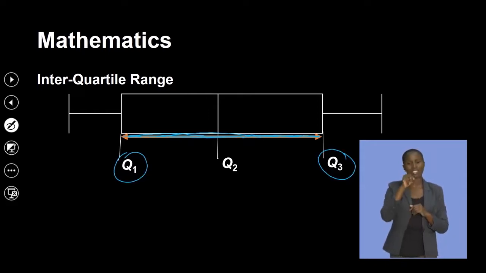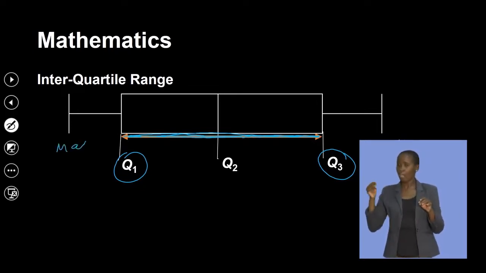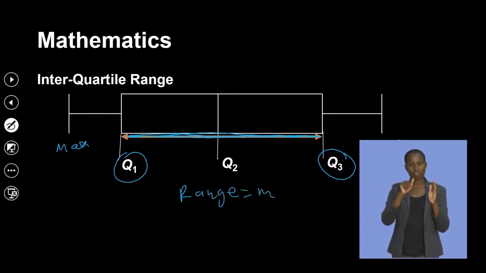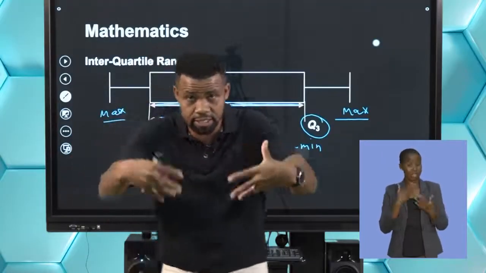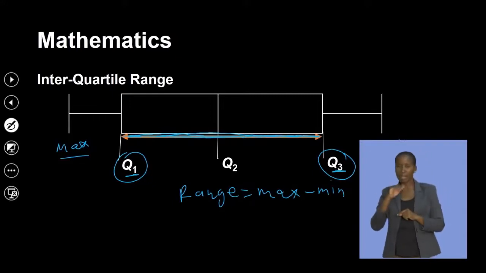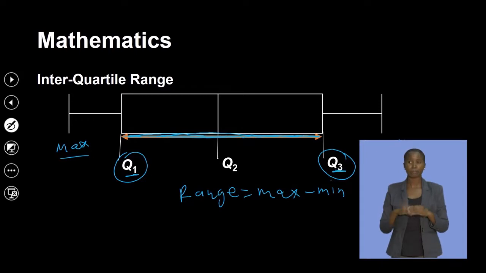Are we together? But the range, which is the max minus min, the maximum minus the minimum value, can be affected by extreme values, the max and min, which can mislead us about the range. But Q3 and Q1, which is the interquartile range, can actually eliminate those extreme values. Are we all together? Good.